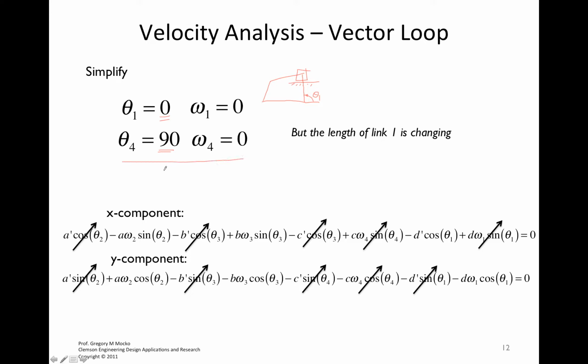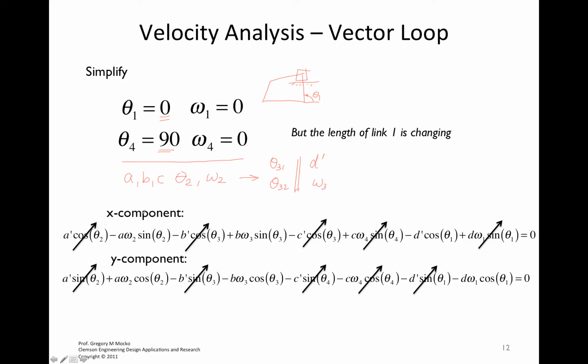Now what is given or input to the system is going to be A, B, C, theta 2, and omega 2. So these are knowns to the system. And we perform a position analysis first. We solve for theta 3,1 and theta 3,2. And then once we do that, we can solve for d prime and omega 3.